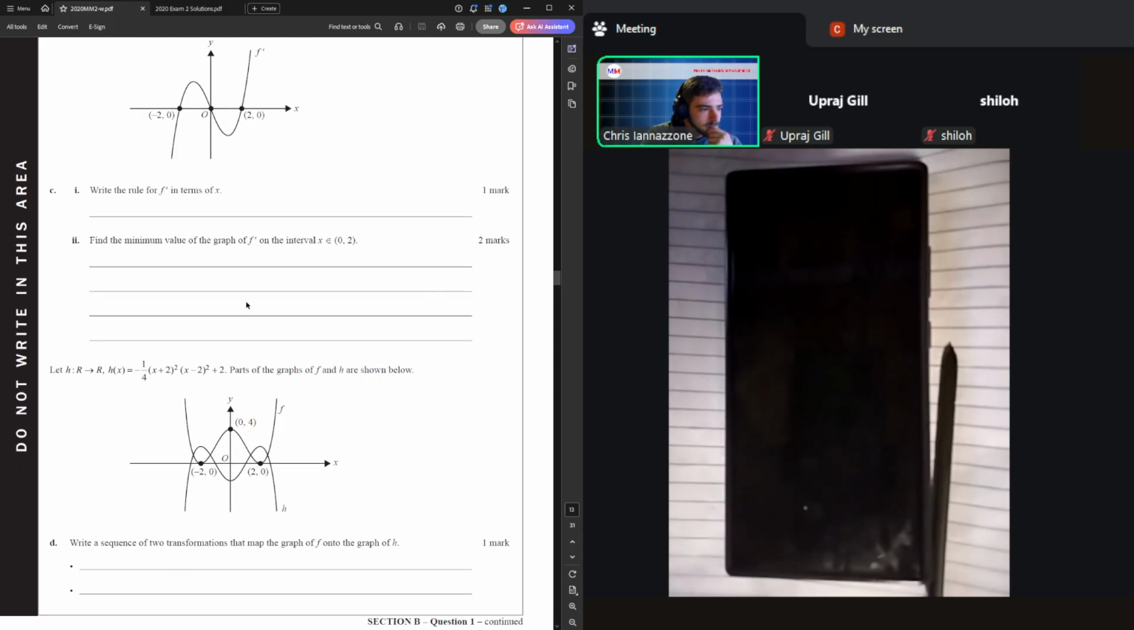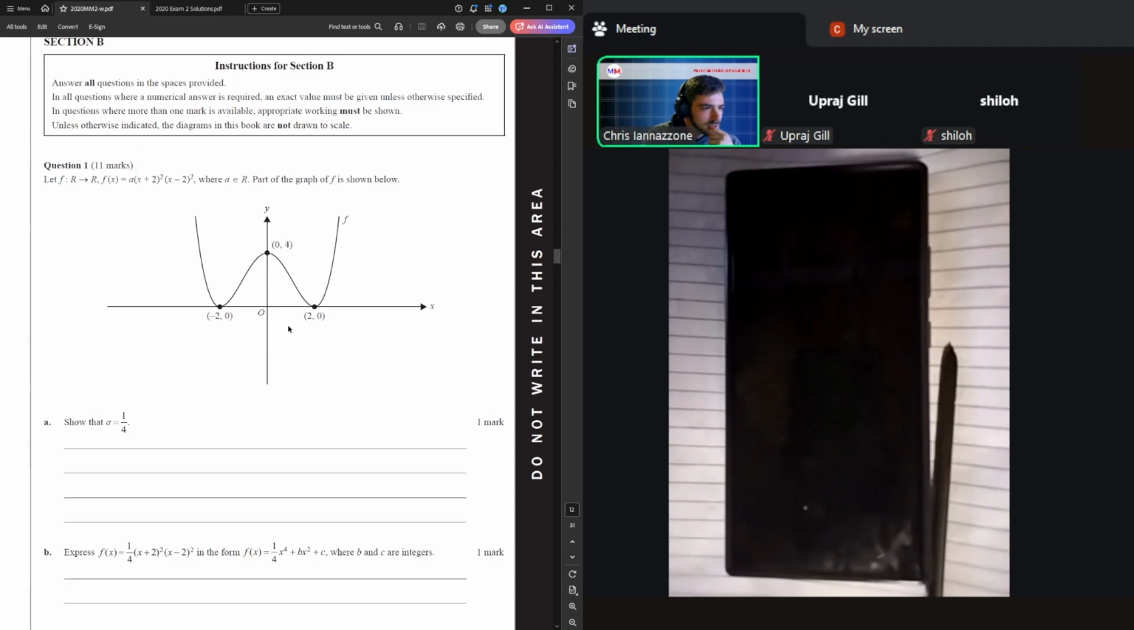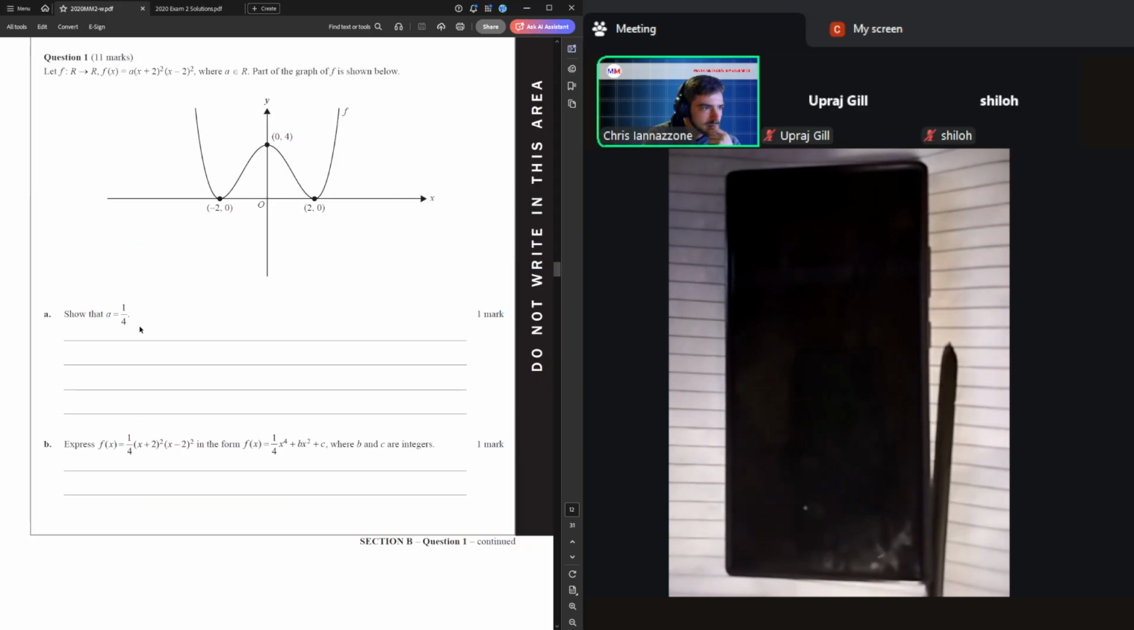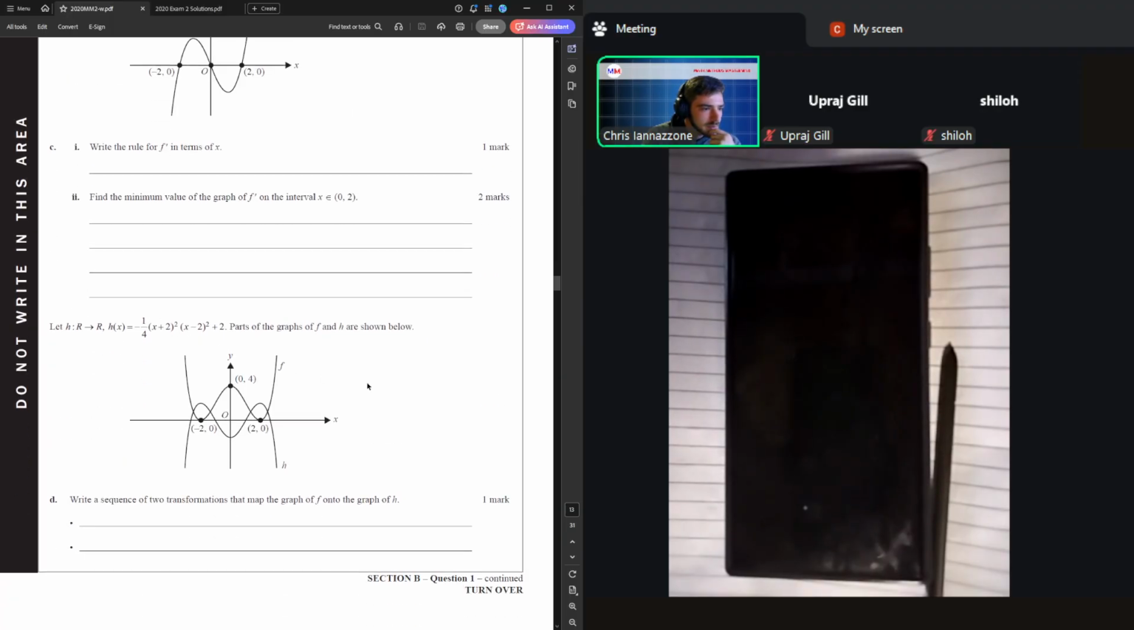Cool. Part D, bit of transformation stuff. We've got H, which is the same graph but shifted up by 2 and reflected. Yeah, it was a quarter. Now it's a negative quarter. We've got F and H on the same axes. We've got to figure out how we're getting from F to H, a sequence of transformations. And as I'm looking at that question now, I've said way too much about it already.